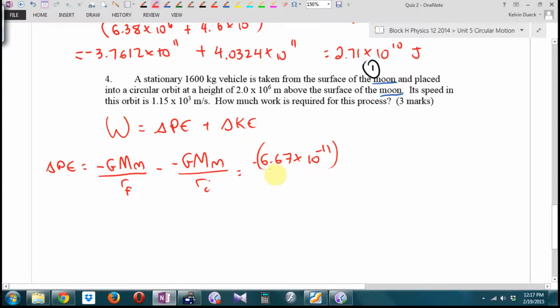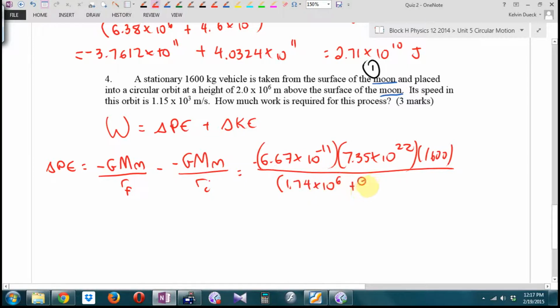I have no idea. What's the mass of the moon? 7 point something, if I recall. 7.35 times 10 to the 22. Mass of the satellite is 1,600. All over, what's the radius of the moon? 1.74 times 10 to the 6th. That's the radius, and they gave me the height above the moon, so I have to add it because it's an altitude. Minus minus is a plus. Ditto, over 1.74 times 10 to the 6th.